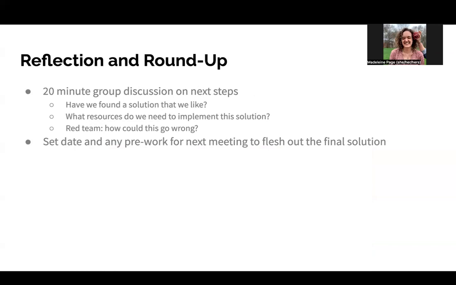have we found a solution that we like? What resources do we need to implement this solution? Red teaming it, how could this go wrong? What are we missing? Who are we leaving out in this process? How might people respond to this solution? Is it something that people actually want, or did we solve for a problem that doesn't exist?